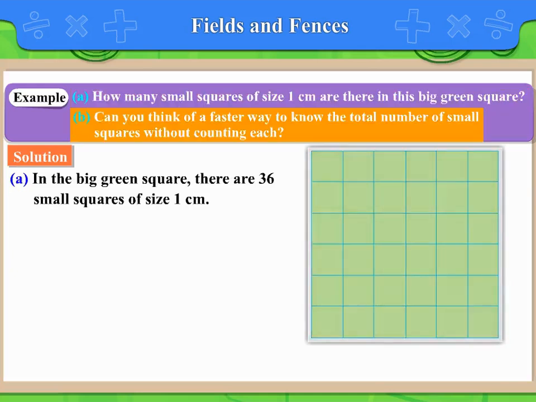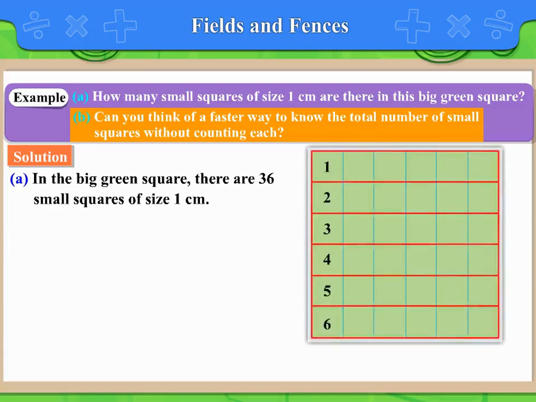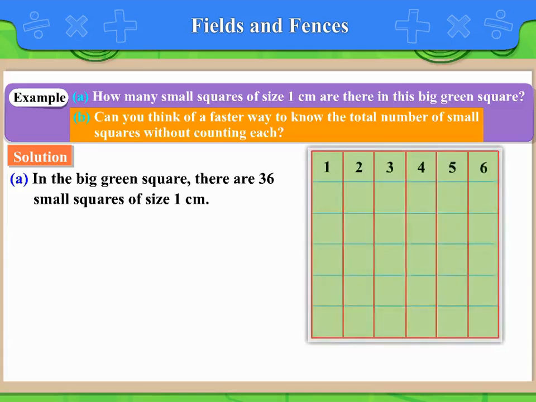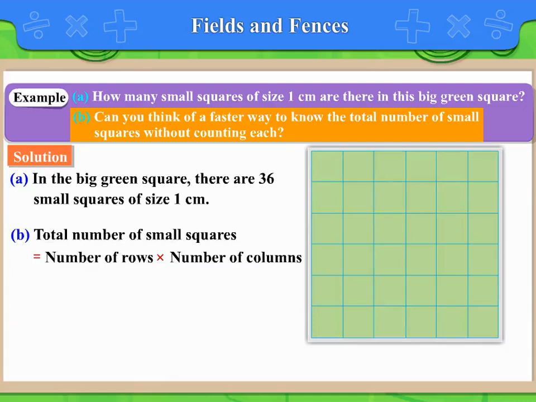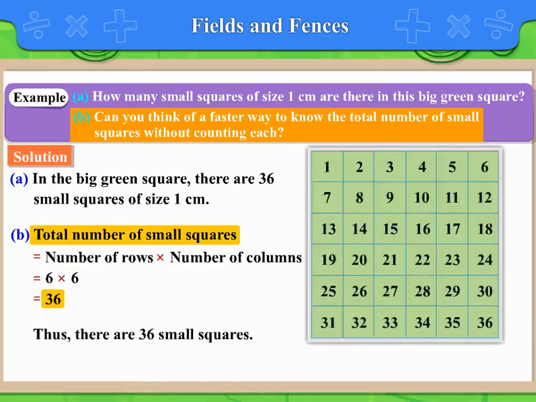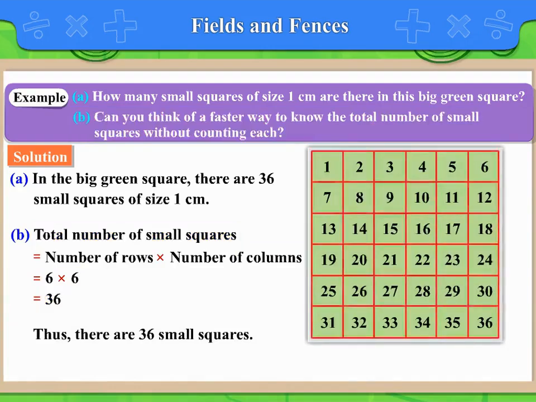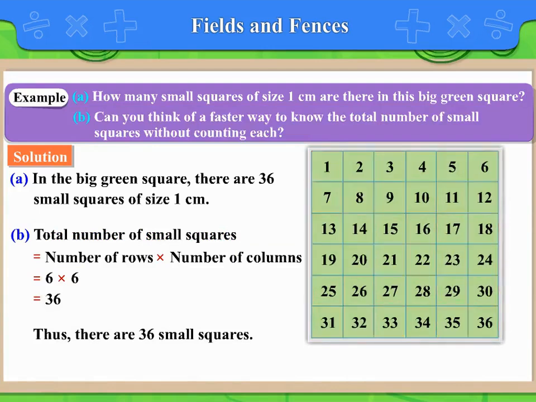B. In the figure, there are 6 rows and 6 columns having equal number of squares of size 1 centimeter. So, to find the total number of small squares, we multiply 6 by 6. We get the answer 36. Thus, there are 36 small squares. Hence, this is a faster way to know the total number of small squares without counting each.